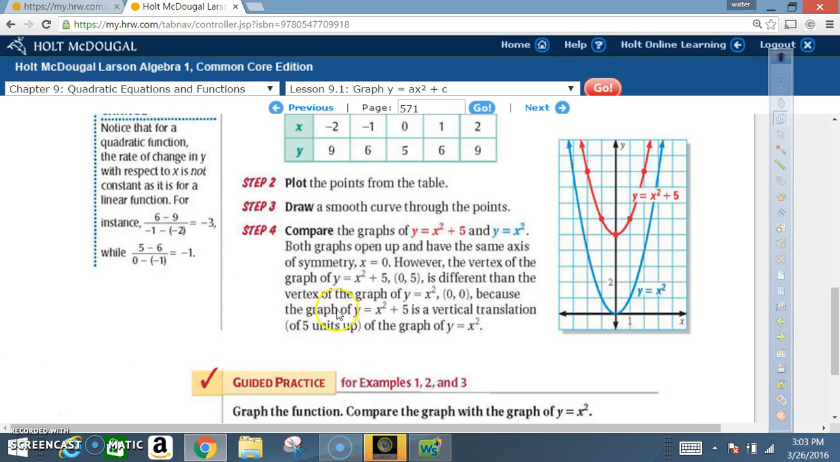Now, because the graph of y equals x squared plus 5 is a vertical translation of the graph of y is equal to x squared. In other words, because it shifted up, because adding that 5 made x squared go up 5 units, that's called a vertical translation. Once again, a vertical translation.